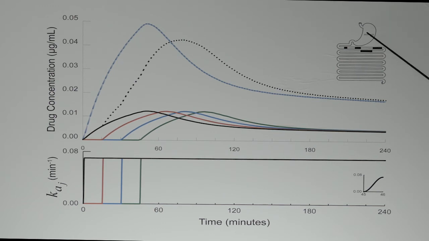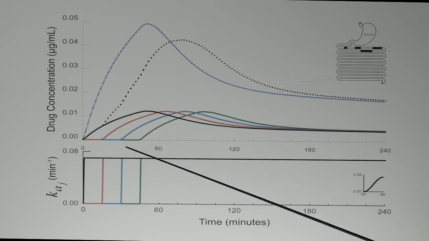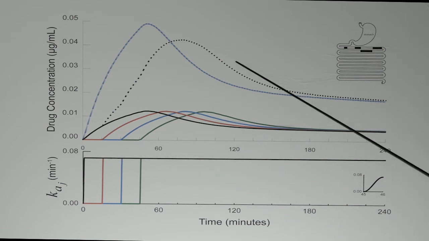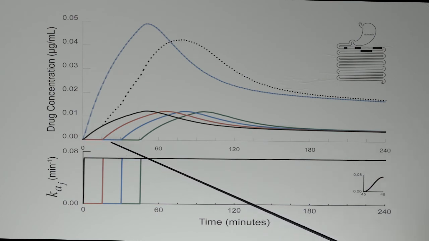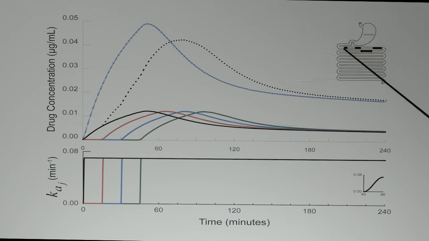I've also assumed that while the fluid is in the stomach, the absorption rate constant is 0, and when the fluid moves into the intestine, the absorption rate constant increases to 0.07 reciprocal minutes. I've also assumed that the plugs empty at time 0, 15, 30, and 45 minutes. Let's look at one of the plugs, and in particular I'll choose the last plug to exit the stomach, and that's shown in the green profiles in these two graphs.